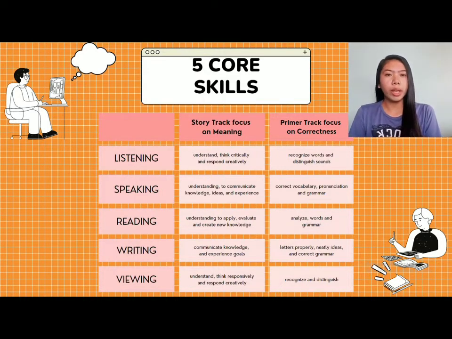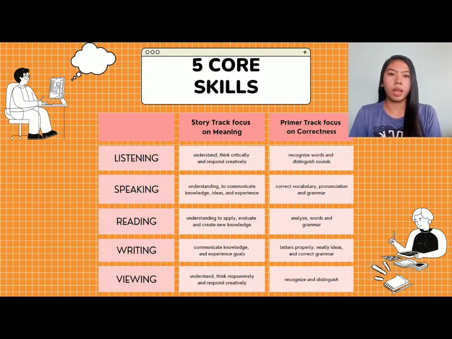So in the table, we can see on the right side the 5 core skills, which are listening, speaking, reading, writing, and viewing. While in the center, we can see the meaning of the story track. On the other side, we can see the primary track. Now let's begin with listening. In order to understand the meaning of the story, it is important to listen critically and creatively so that the student responds to what they hear. On the other hand, in primary, they recognize and distinguish sounds, syllables, words, and sentences.